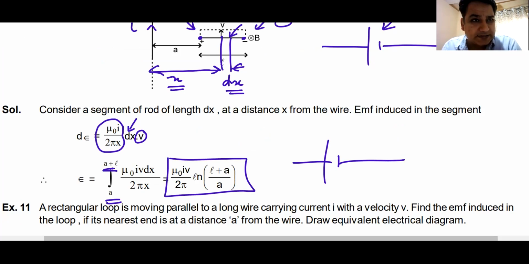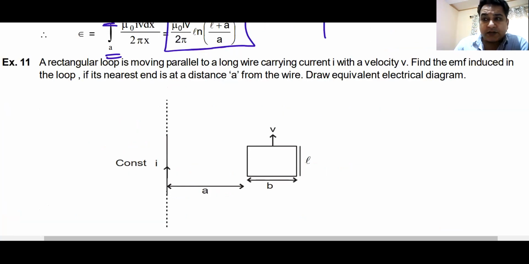Do we understand this? Yes or no? Then you can solve this question.